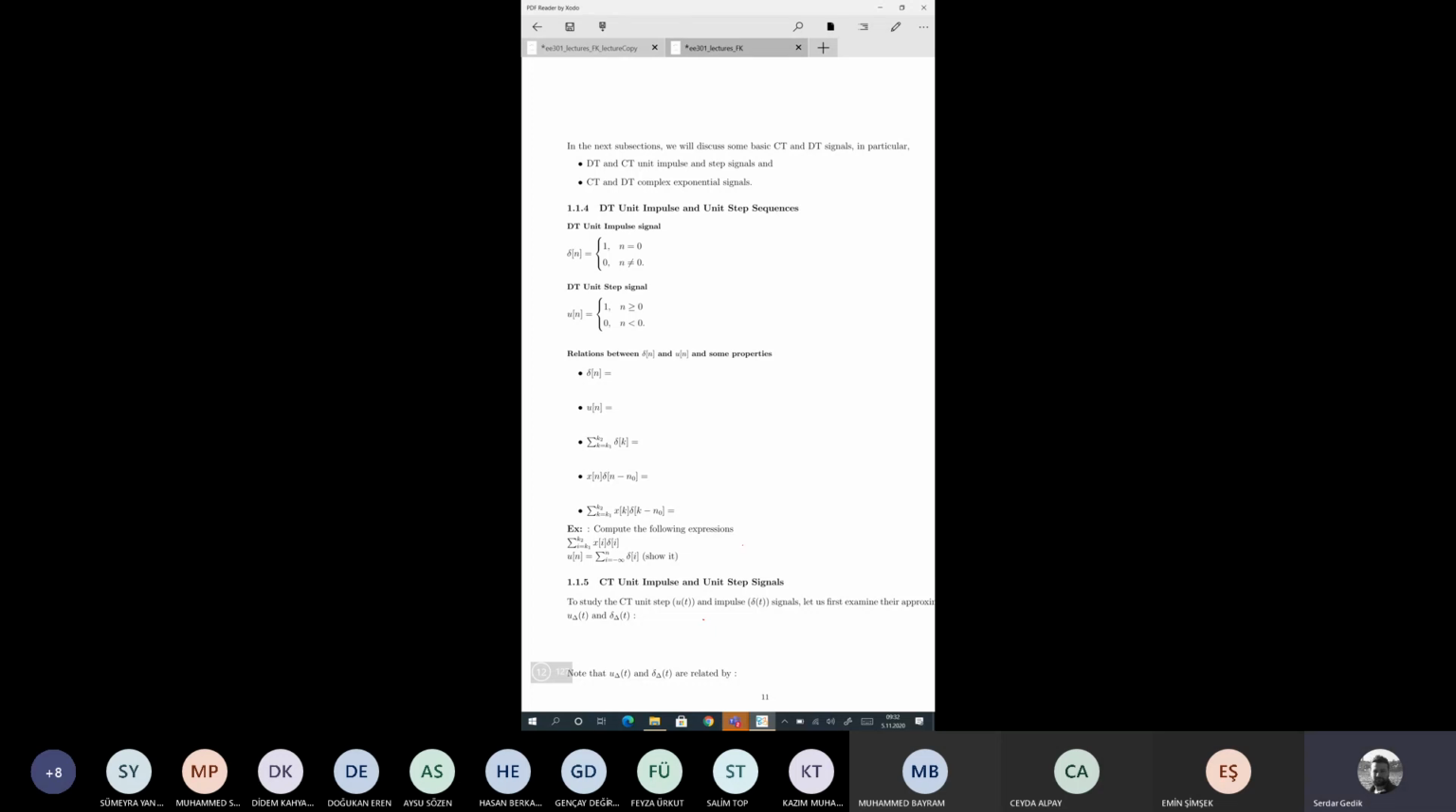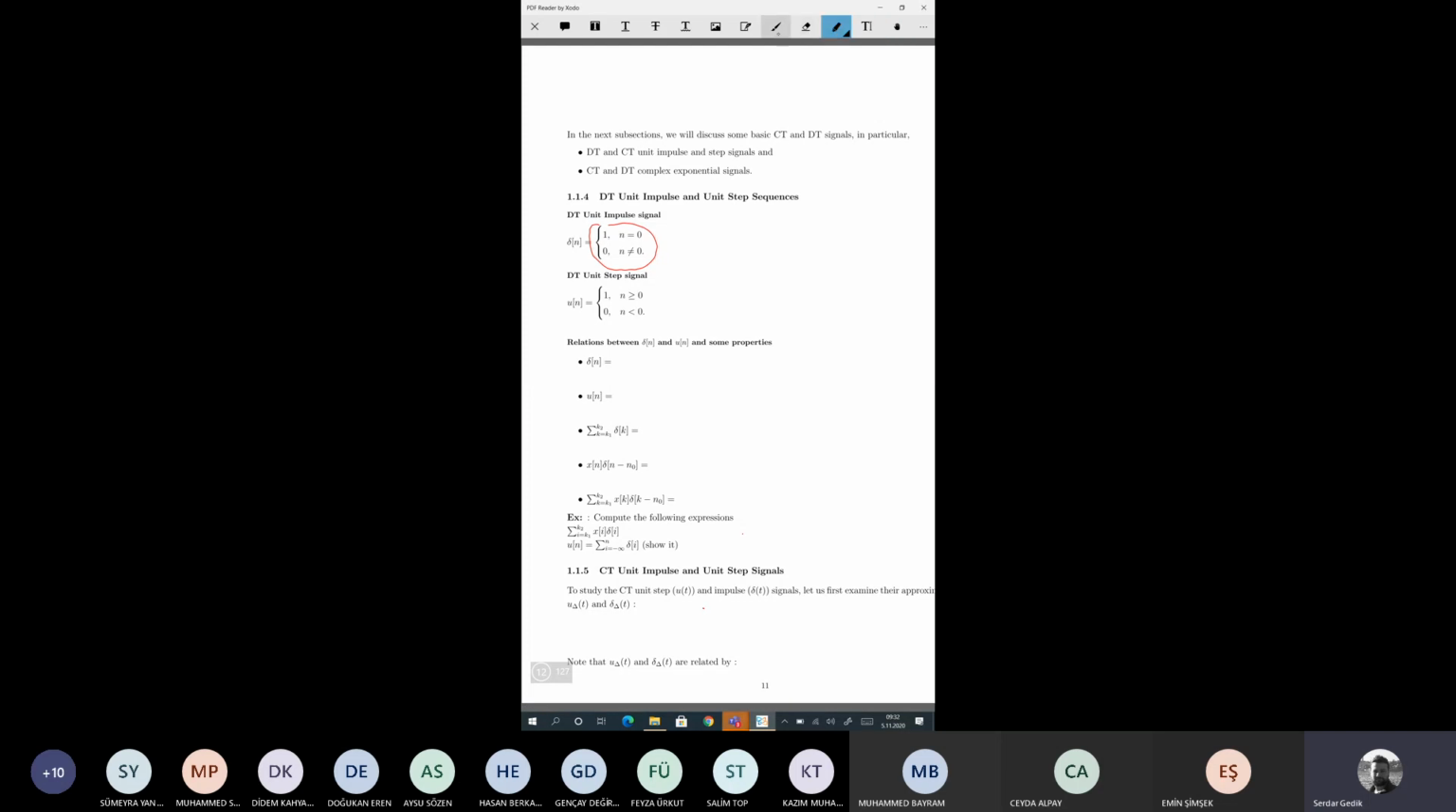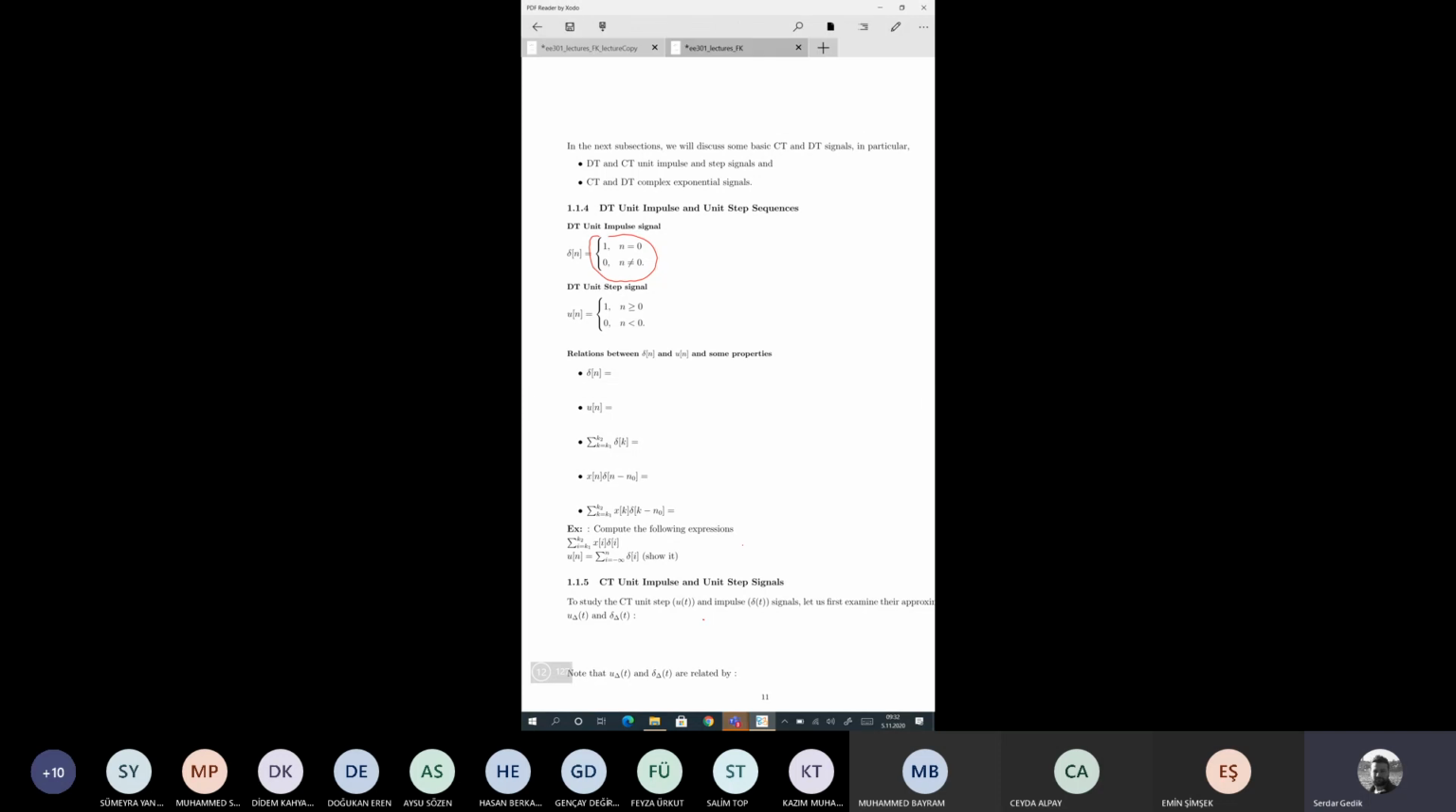As I mentioned, today we will continue with discrete time unit impulse and unit step sequences. First, the discrete time unit impulse signal is simple. It's very easy as written here. It is 1 when n equals 0, and it is 0 otherwise. So how can we plot the signal? If this is n, impulse of n is simply 1 at n equals 0. So this is how impulse of n is shown.